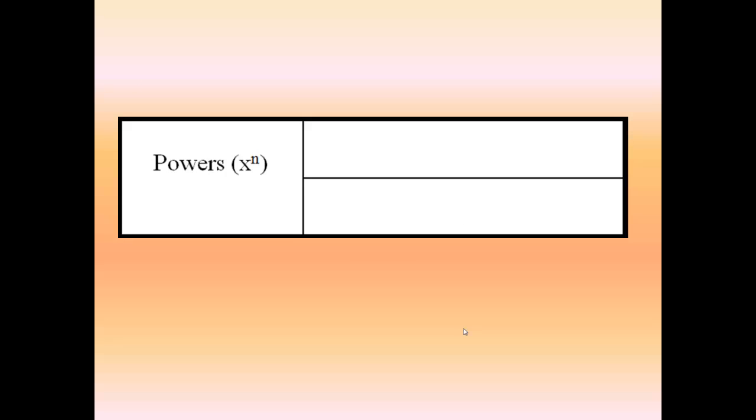Some phrases are going to tell us that we need to raise something to a power. For example, the square of or squared means to raise something to the second power. The cube of or cubed means to raise something to the third power.